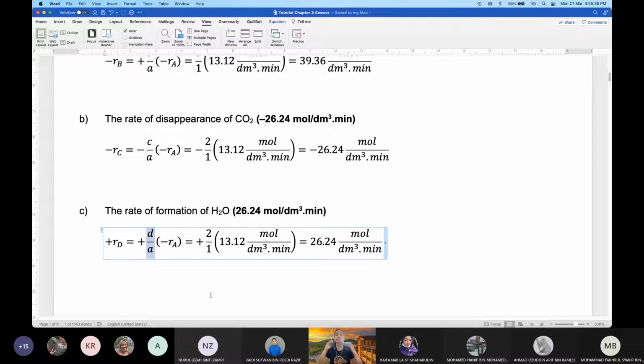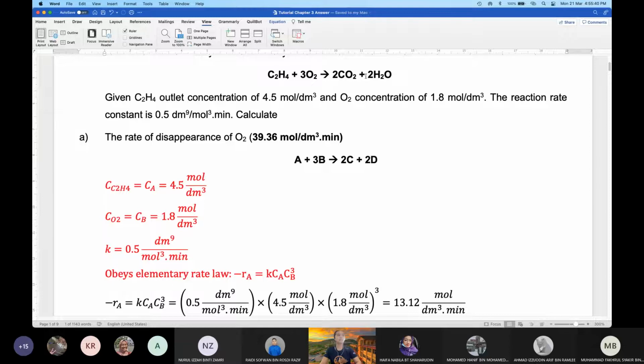But you have to multiply with the stoichiometric coefficient. You check from the equation. For water, the stoichiometric coefficient is 2. The stoichiometric coefficient for C2H4 is 1.